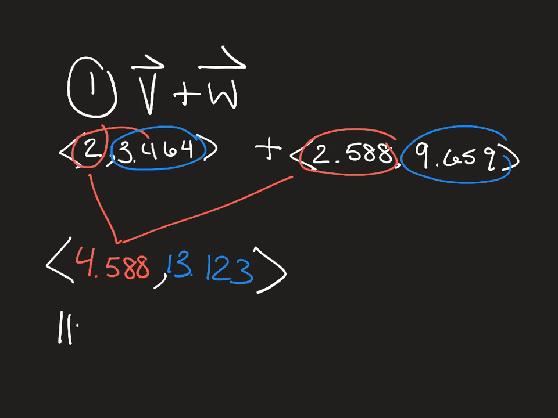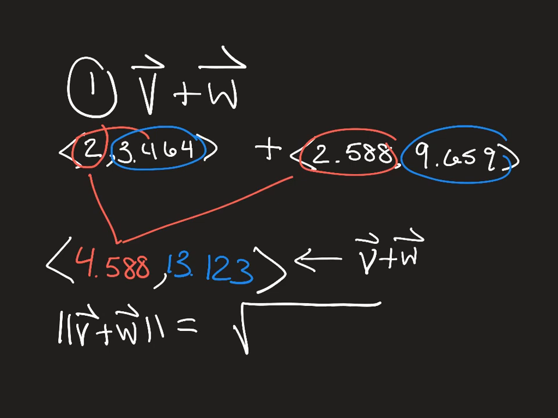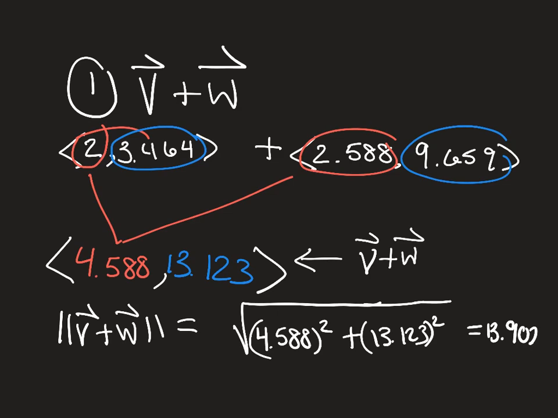Oh, sorry. So now I need to find the magnitude. So this is my vector. This is vector v plus w. To find their magnitude, you take each piece, you square them and square root. So you do 4.588 squared plus 13.123 squared, add them and square root. So I'm going to type it all in my calculator at once. Under a square root on my calculator, I put the square root first. I put parentheses and typed 4.588 squared, and then plus parentheses 13.123 squared. So the magnitude of this vector is 13.902.